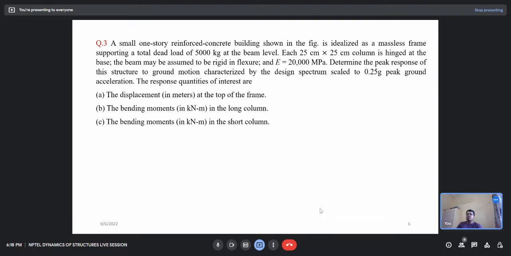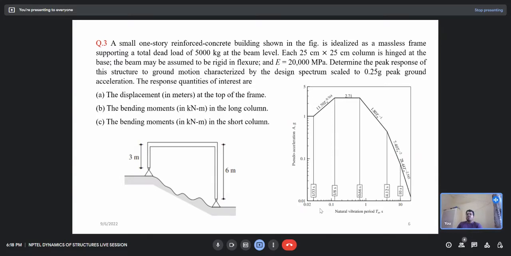It is related to the response of a single degree of freedom system, finding the response using the response spectra. A small one-story reinforced building is given, with two columns, one shorter and the other longer. The shorter is 3 meters and the longer is 6 meters. The total dead load supported at the beam level is 5000 kg.